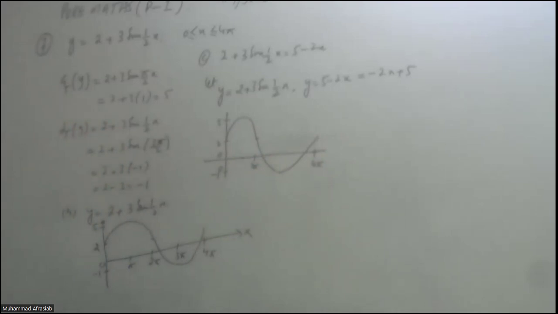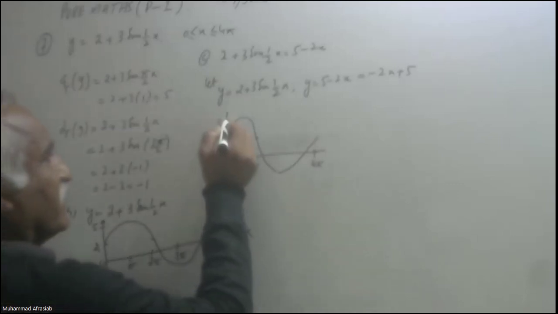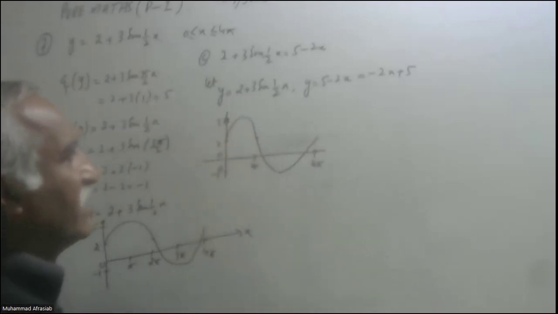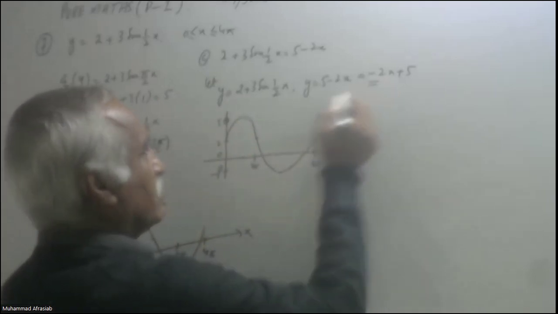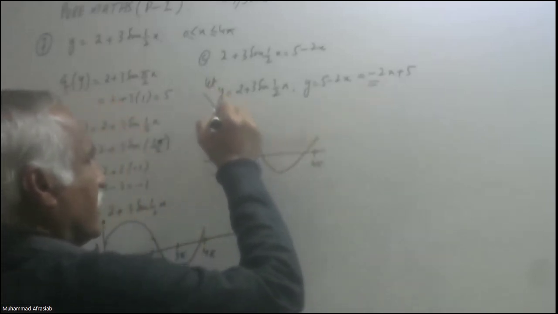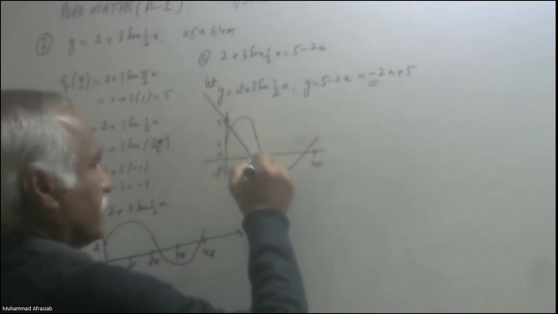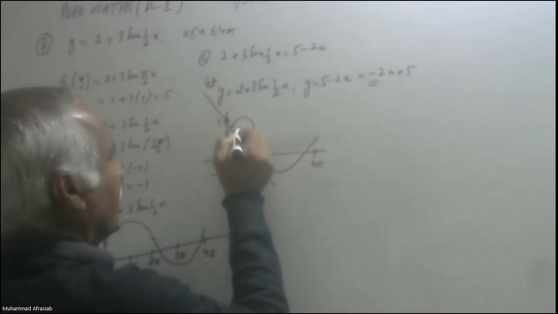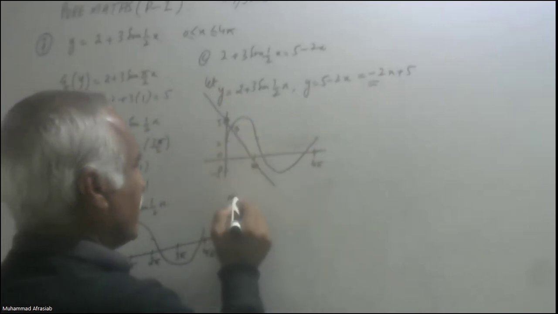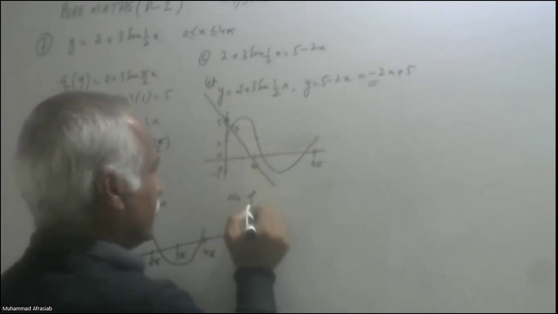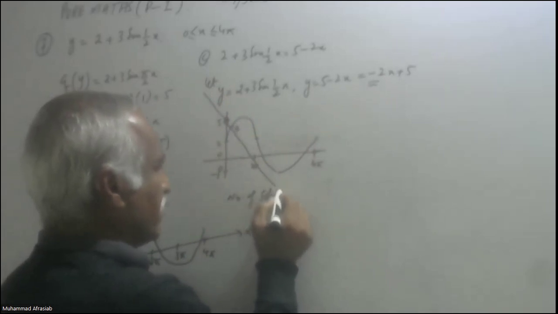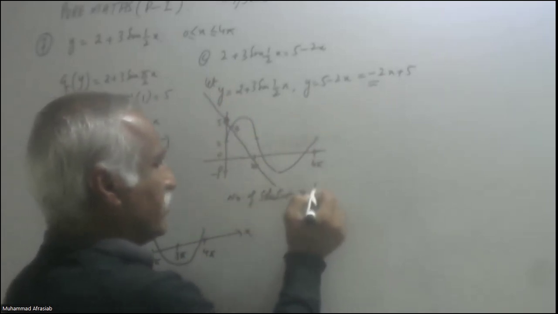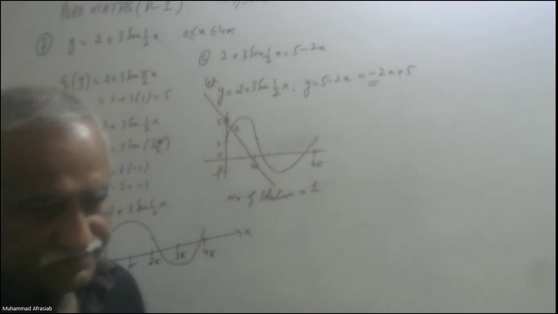Now y equal to minus 2x plus 5, since the y-intercept is equal to 5 and the gradient is minus 2, this graph is going to be like this. So it is going to cut at one point. So the number of solutions of these two curves is equal to 1.